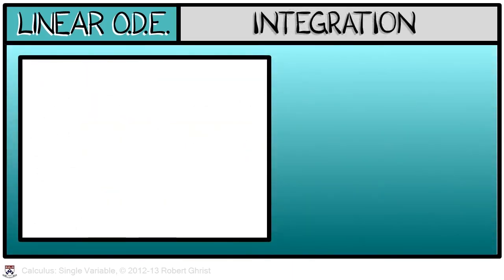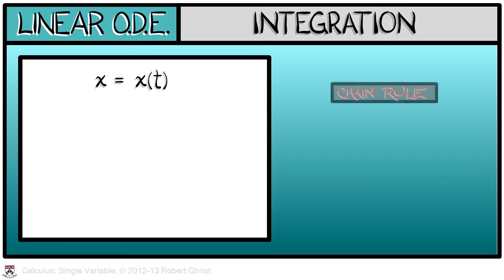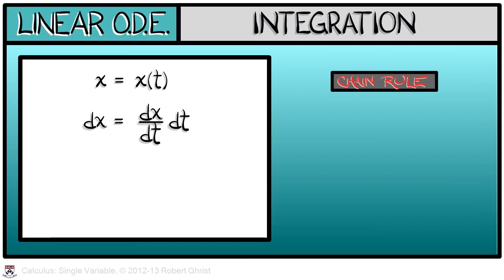That, however, is a little complicated, and so we are led to our last and best method of solution, that of integration. Beginning with x as a function of t, we differentiate using the chain rule to obtain dx is dx dt times dt. Now we know something about dx dt since this is a solution to the differential equation. It is a times x.